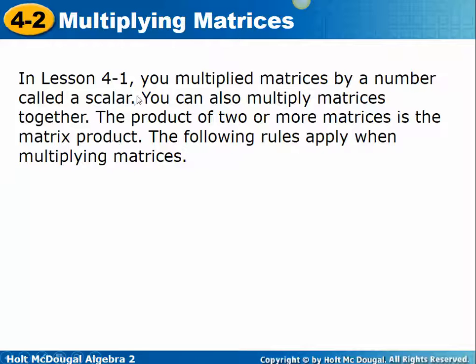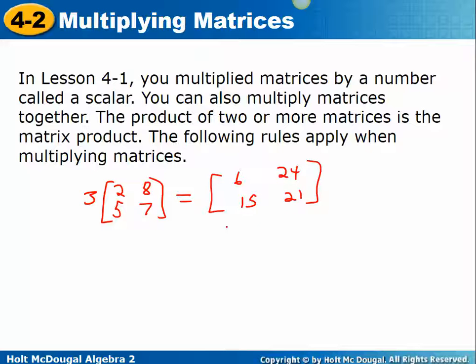So you already multiplied by a scalar. That's different. That's when you have a number in front of the matrix, remember from 4.1, and then you multiplied every entry by that number. So this multiplying by a scalar would result in the matrix 6, 24, 3 times 5 is 15, 3 times 7 is 21. When you multiply two matrices together, it will look like this. 3, I'm just making up some numbers here.